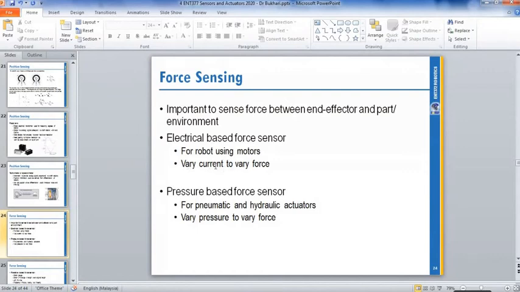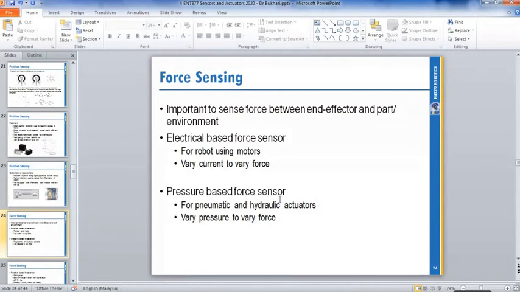Okay, the force sensor uses a resistance inside the sensor. So the difference in resistance will give a different current value. So vary force, vary current, because your resistance will change when your force is increased or decreased. So when your resistance changes, that means your current also changes.